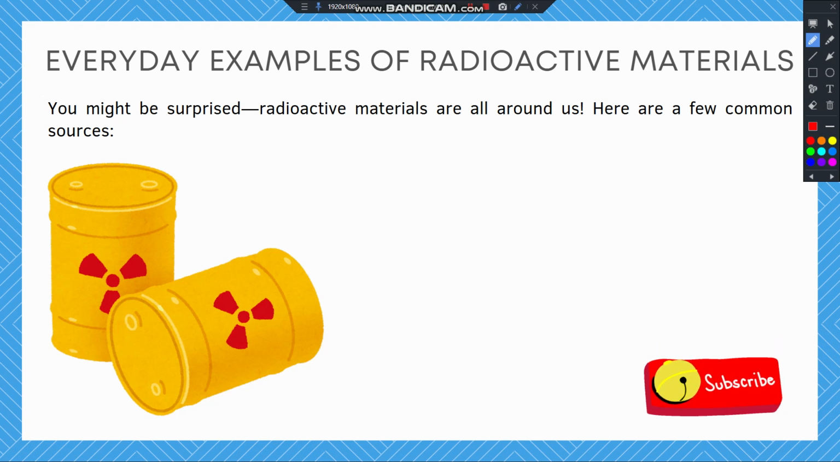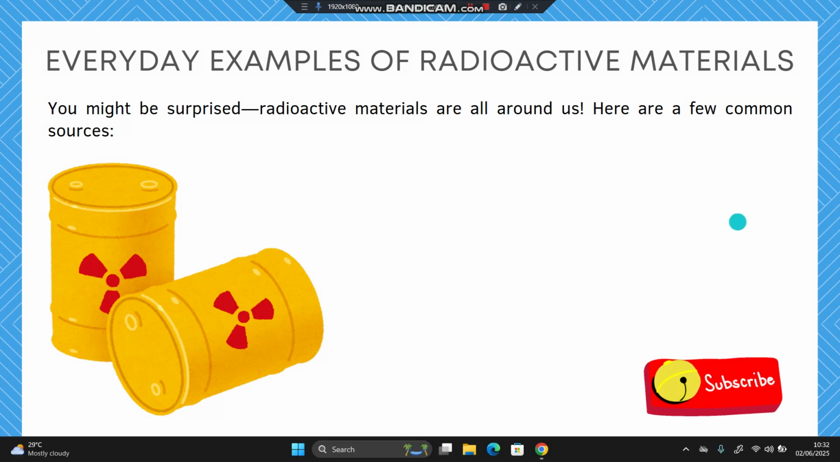All right, now that we have talked about the types of radioactivity that we have, let's talk about some everyday examples of radioactive materials. This is just the surface. We are just scratching the surface in today's video about radioactivity. Now, you might be surprised that radioactive materials are all around us. They exist in places that you might not even imagine. And here are some common examples.